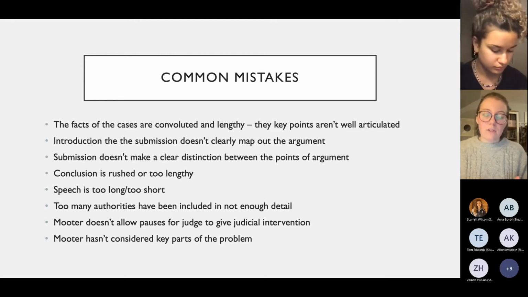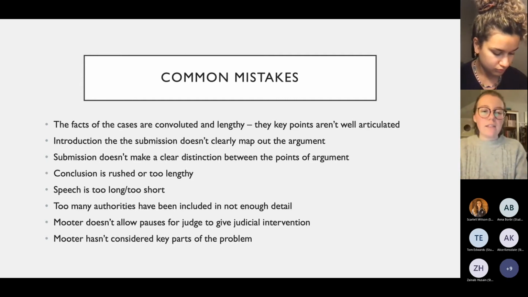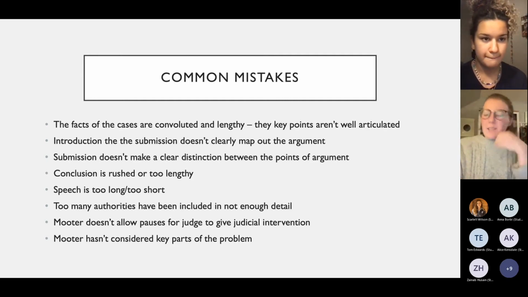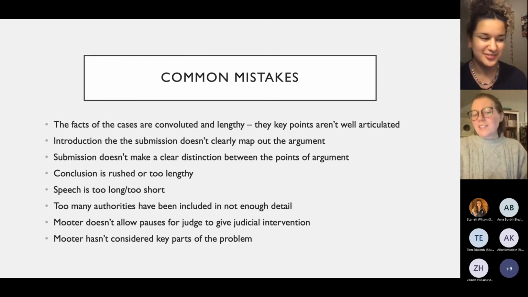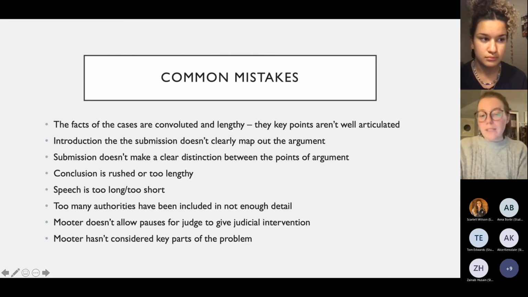And the mooter hasn't considered key parts of the problem. So if there's some parts you don't understand, and you just think it's best to ignore them and hope that the judge doesn't ask, that may work sometimes, but other times it won't. So do try your best to understand the problem, talk to your partner, maybe ask a law teacher, and just be like, I'm doing this moot, I don't understand this part of the law. They'll more than likely help you. Do try to use authorities outside your textbook. Maybe a journal article on the topic, if it's a really contested point of law, could be helpful. But yeah, there's always sources out there, and you're probably not the only one that has misunderstood it.